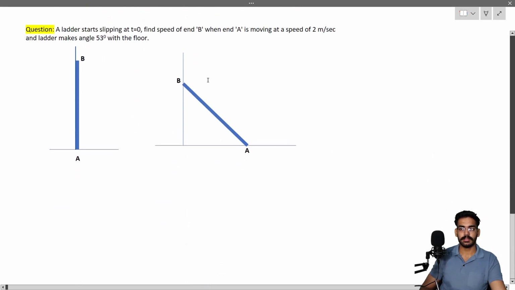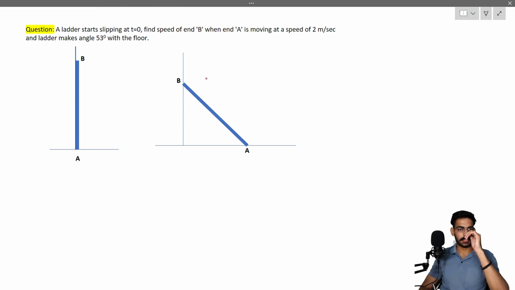This is a very good question. Now what this question is saying is, a ladder starts slipping at t equal to 0. Find the speed of end B when end A is moving at a speed of 2 meter per second and the ladder makes an angle of 53 degrees with the floor. So this ladder is with the support of the wall and it starts sliding. This point is going this side with VA velocity, let's say, and this point is coming down with VB velocity, let's say. These are the velocities.